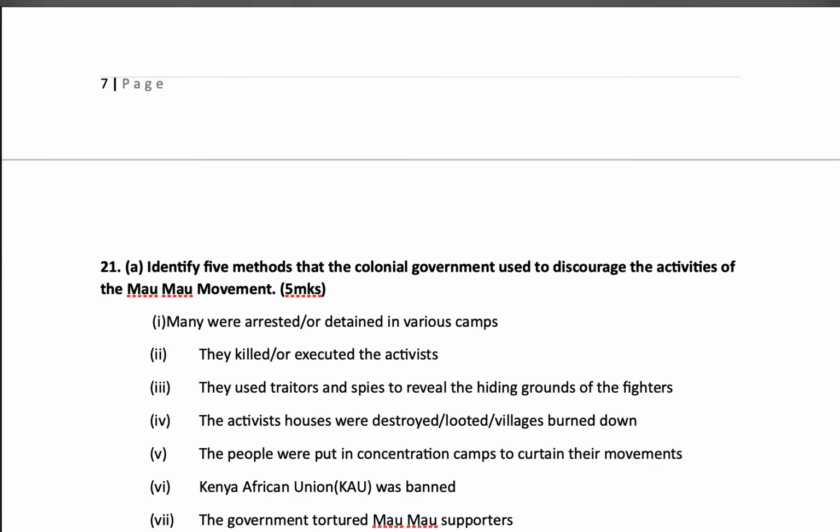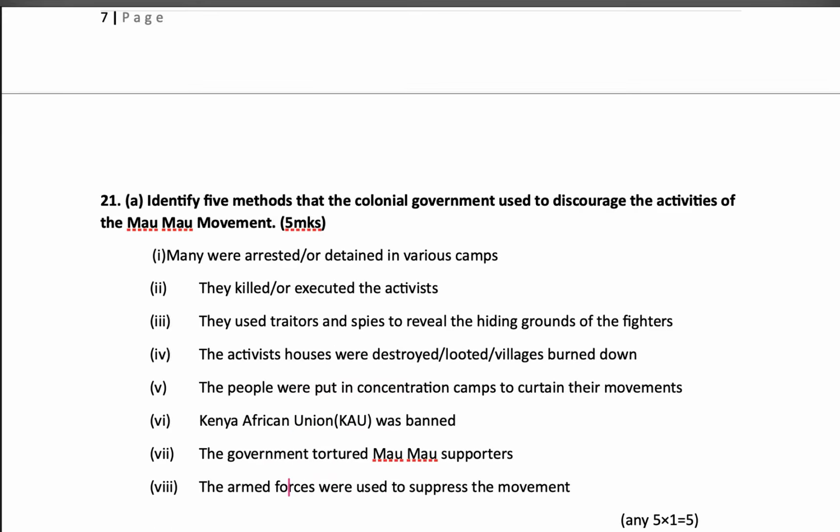Question 21a. Identify 5 methods that the colonial government used to discourage the activities of the Mau Mau movement. 1. Many were arrested and detained in various camps. 2. They killed the activists.